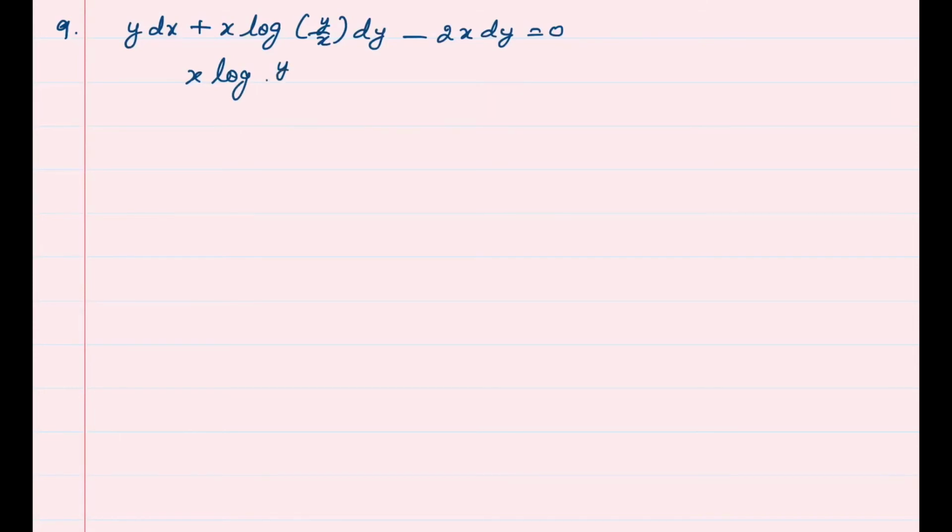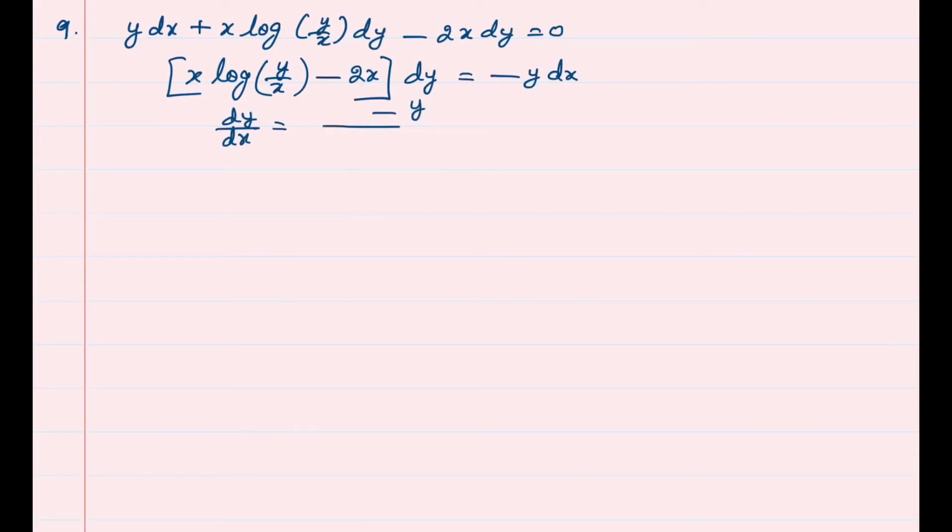Question 9. y dx plus x log of y by x dy minus 2x dy equal to 0. This is a function of y by x. We will take dy common. x log of y by x minus 2x times dy is minus y dx. Therefore, dy by dx is minus y upon x log of y by x minus 2x.